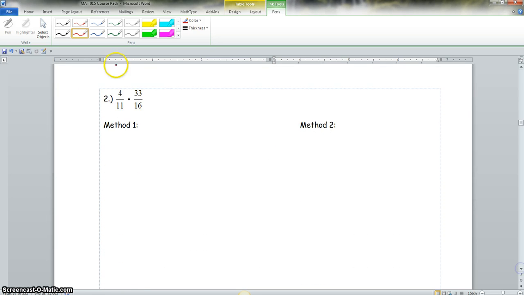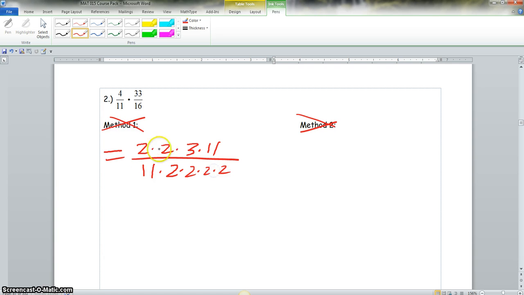Now, let's scroll down here. From here on out, I'm just going to do the one method. I'm going to do the prime factorization. We don't have to do the methods each and every time. So I'm going to cross out method 1, method 2, and just do one method. 4 breaks down to 2 times 2, and 33 is 3 times 11. All over, we have 11 times 16 breaks down to 4 2's. Now our 11 simplifies out, and we have 2 sets of 2's that simplify out, and that would give us 3/4.